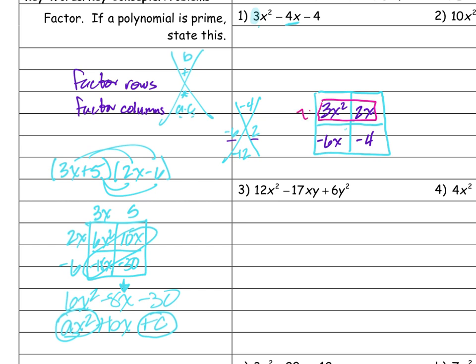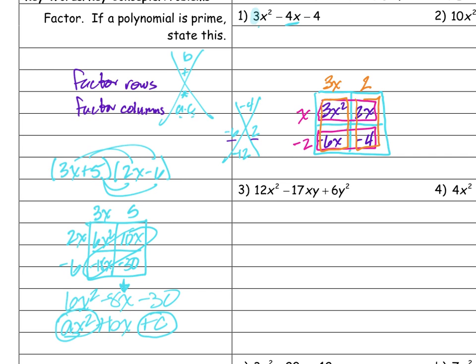So I'm going to factor here: what goes into 3x squared and 2x? Well, that would be x. And what goes into negative 6x and negative 4? Negative 2. And then I'm going to factor my columns. So what goes into 3x squared and negative 6x? Well, that would be 3x. And what goes into 2x and negative 4? Well, that would be 2.